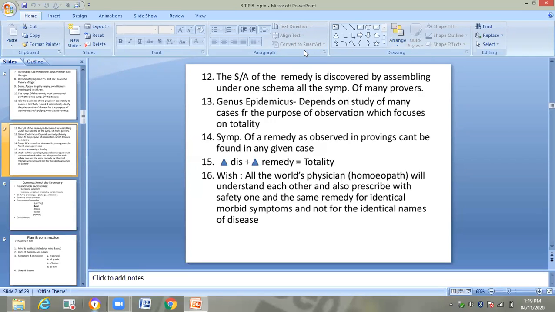Boenninghausen held that a symptom should be complete so that it fits into the totality, as proper totality formation is very important. He found that most of the symptoms in materia medica are incomplete, and the homeopath should focus on completing these symptoms so that they fit in the totality. According to Dr. Boenninghausen, a complete symptom consists of the following components: location, sensation, modality, and concomitant.